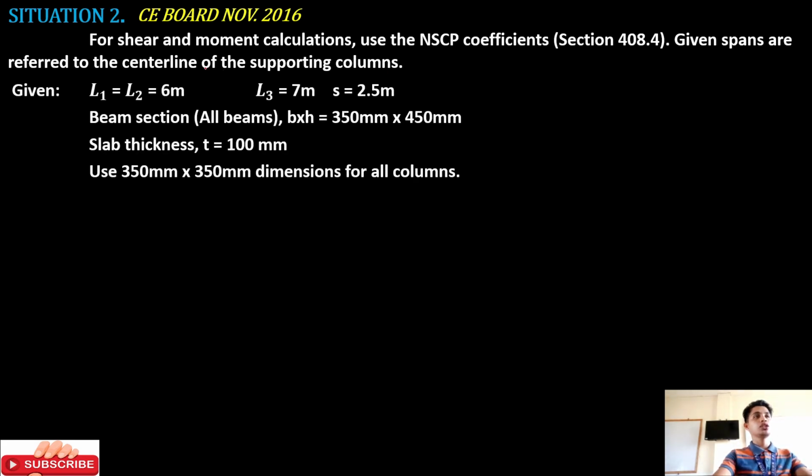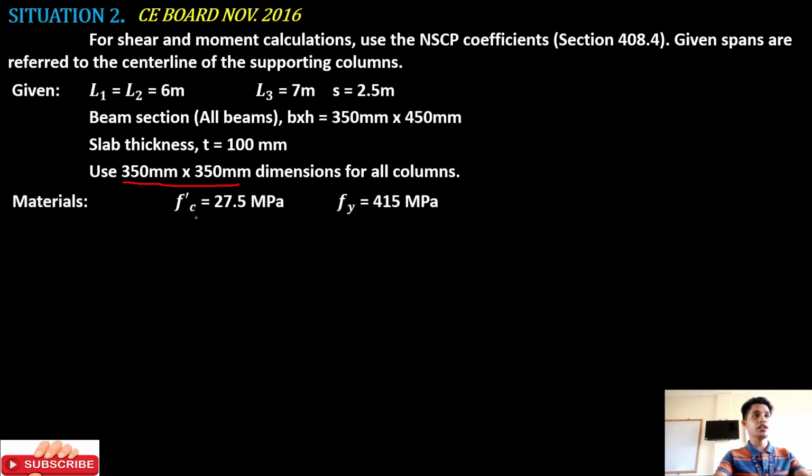Okay? So, try natin ito. Situation 2, it is CE Board, November 2016. For shear and moment calculations, use the NSCP coefficients sa section 408.4. Given spans are referred to the center line of the supporting columns. So, yung L1 is equal to L2, 6 meters. L3 is 7 meters. Yung S, 2.5 meters. Beam section is 350 by 450 mm. Slab thickness, 100. And use the dimensions for column is 350 by 350. So, mahalaga ito. Yun yung isa-subtract natin sa length para makuha natin yung clear span.